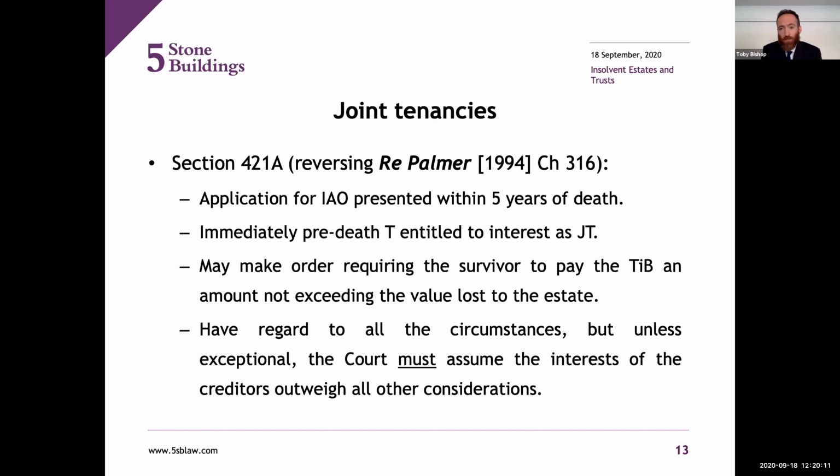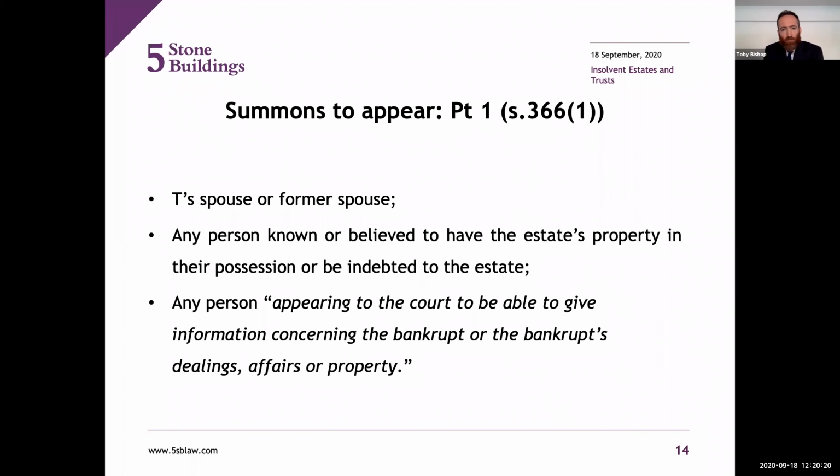But the reason why this will ring a bell for most of you is that it's quite similar to Section 9 of the 1975 Act. Similar but not the same, of course. Now, another power in an insolvent estate is to issue a summons to appear. This can be in relation to the debtor's spouse or their former spouse, any person known or believed to have the estate's property in their possession or be indebted to the estate, and any person appearing to the court to be able to give information concerning the bankrupt or the bankrupt's dealings, affairs or property. So it is an extremely wide power.